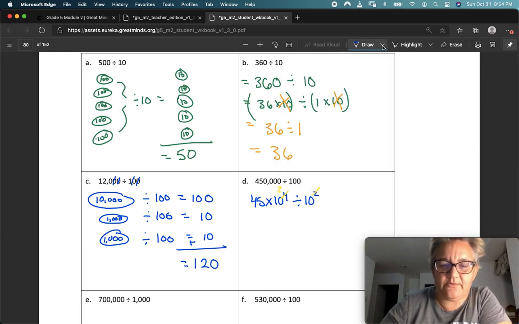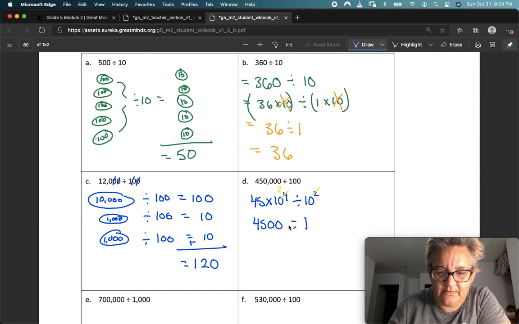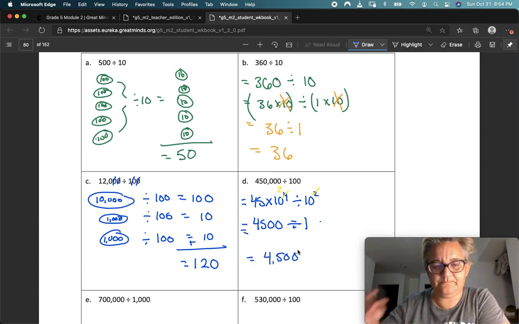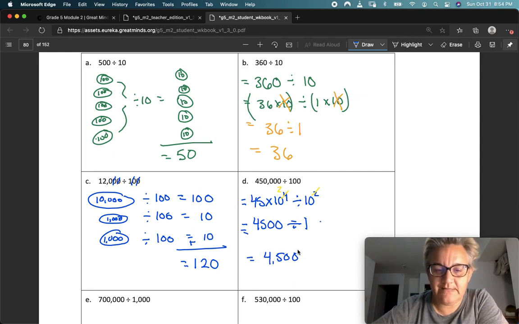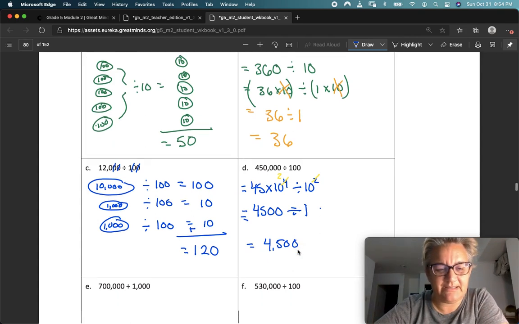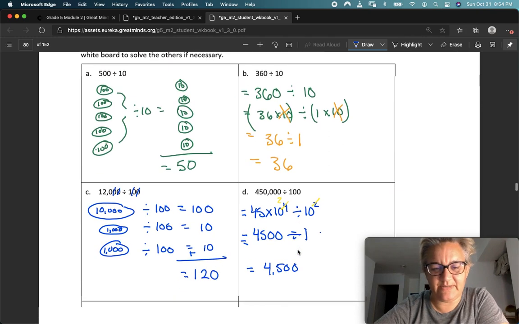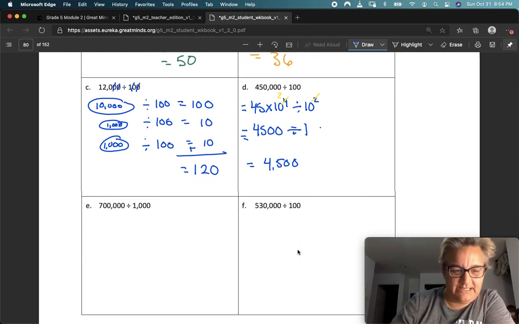All right, so 45 times 10 squared is 4,500. And if I take those all away, I'm left with 1. And then my answer becomes 4,500. All right, let's keep going. Are you seeing how there's all these different ways that we can divide these answers? Let's see.